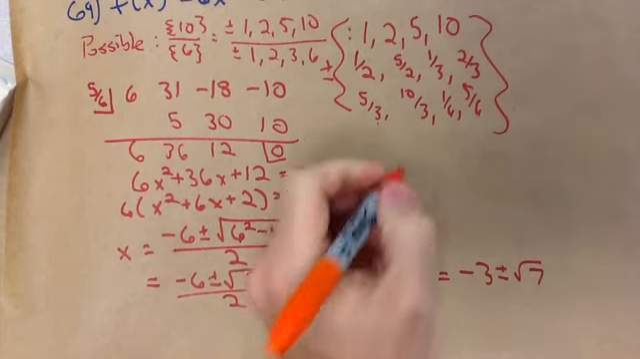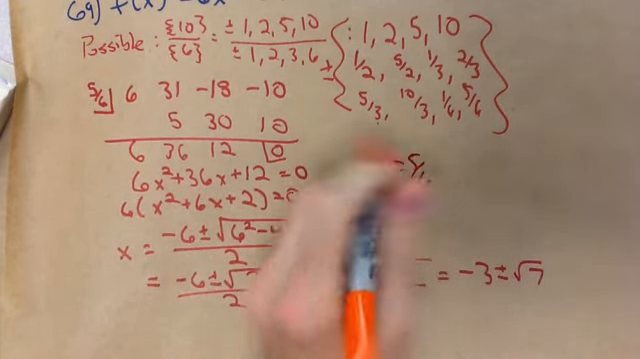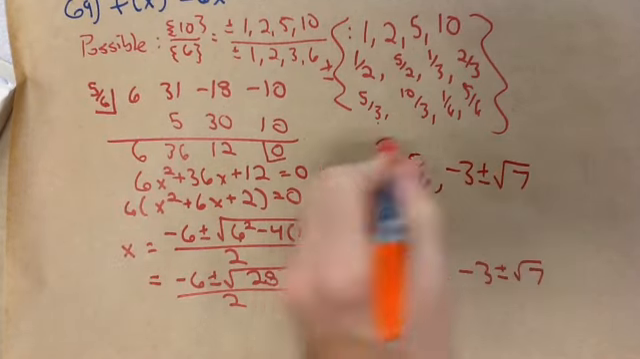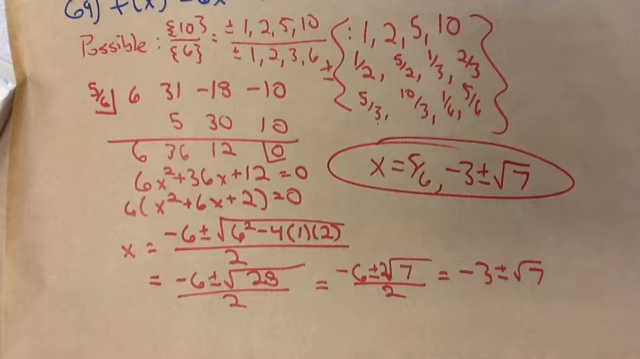So our zeros turn out to be x equals 5/6, the first one, then negative 3 plus or minus root 7 is our other 2. That was nice.